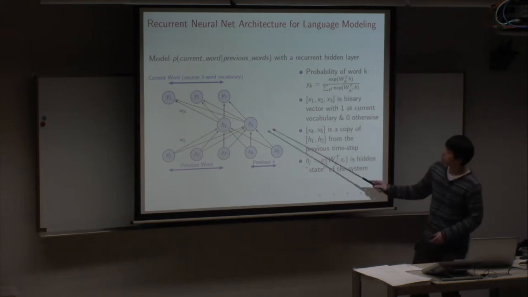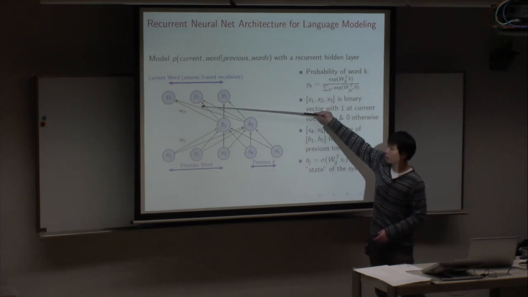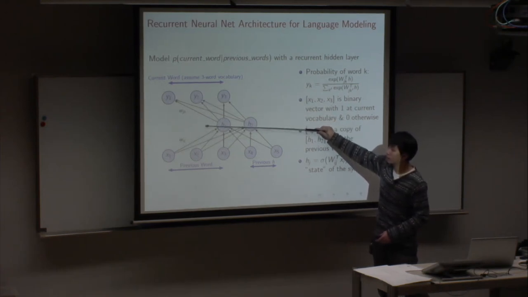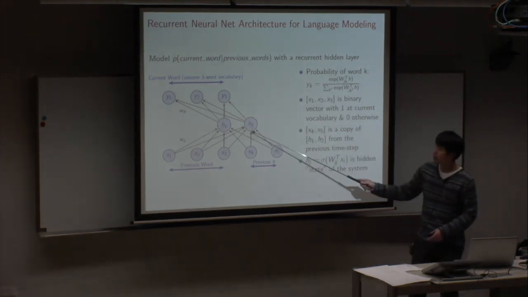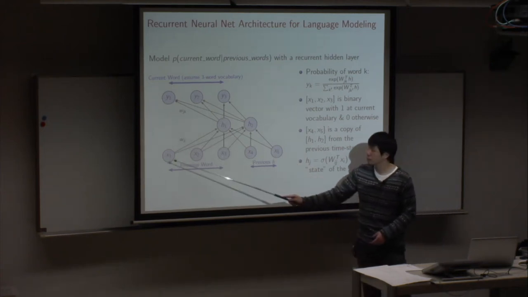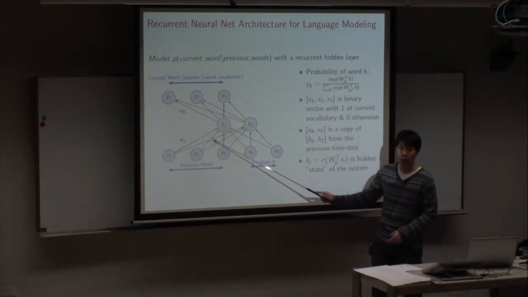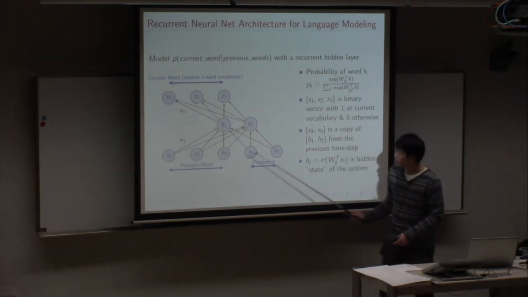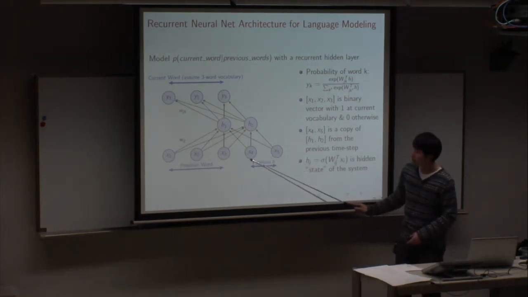Okay, so I said the probability of the word is predicted based on the hidden state. Now, how do you predict the hidden state? The hidden state is predicted based on the previous word, so this is the previous word here, and it's also predicted based on the previous state.